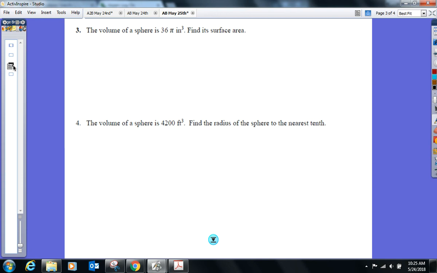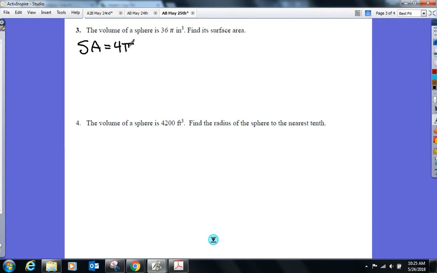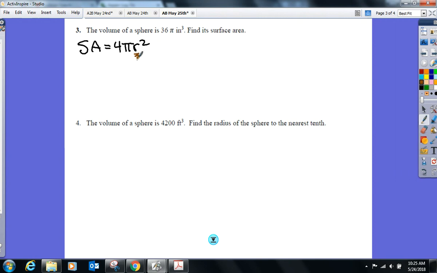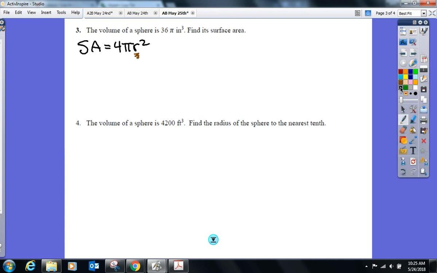Volume of a sphere, 36 pi. Find its surface area. All right, so we go back to the surface area formula. 4 pi r squared. What is the only value I need to complete the formula? The only thing I need is the radius. Can I get the radius using the volume formula? Well, let's work together here.